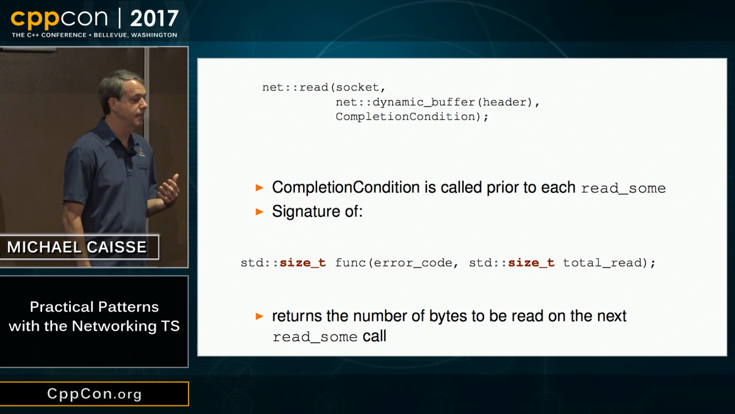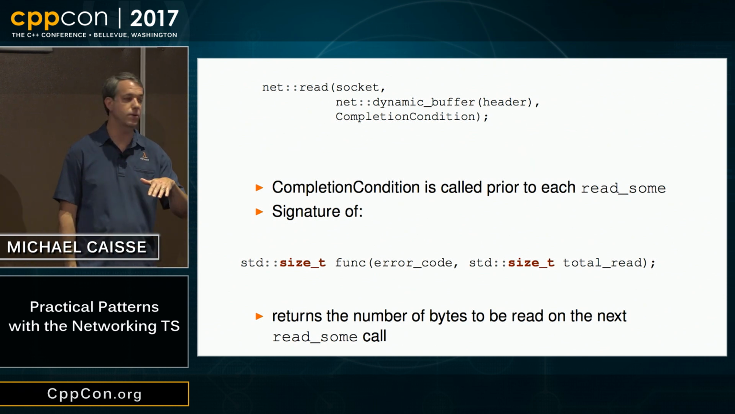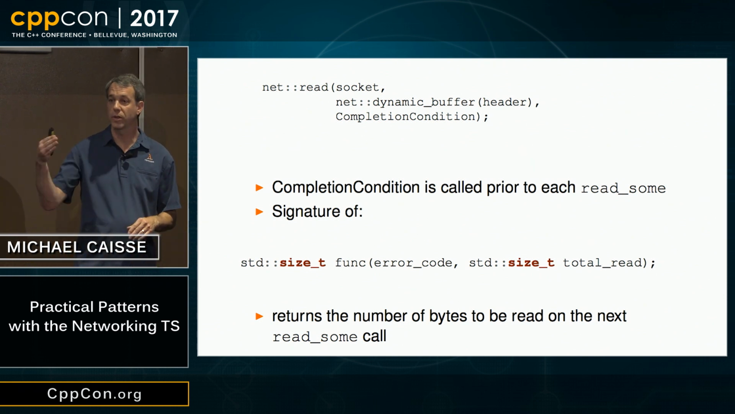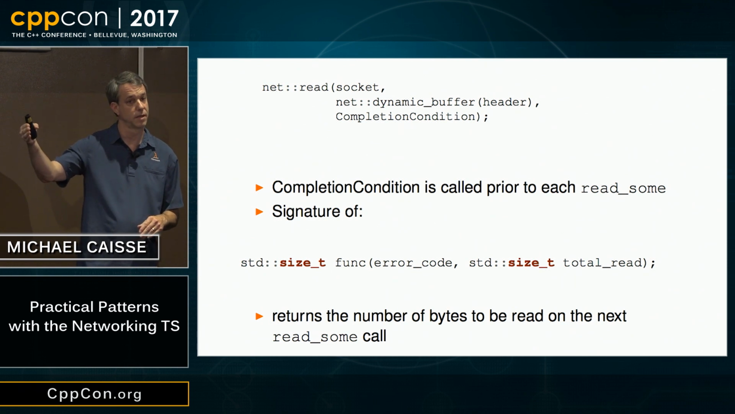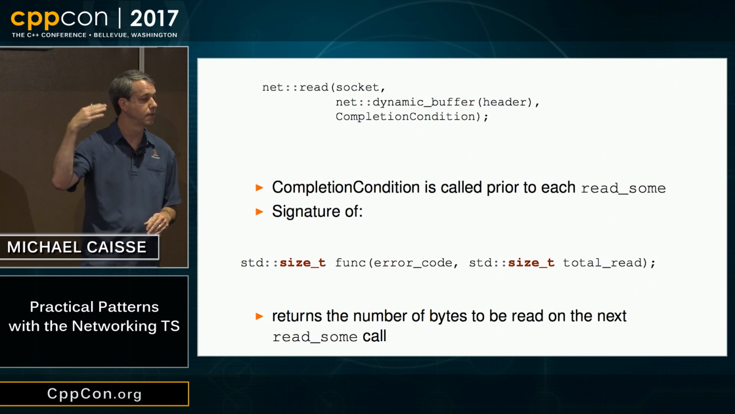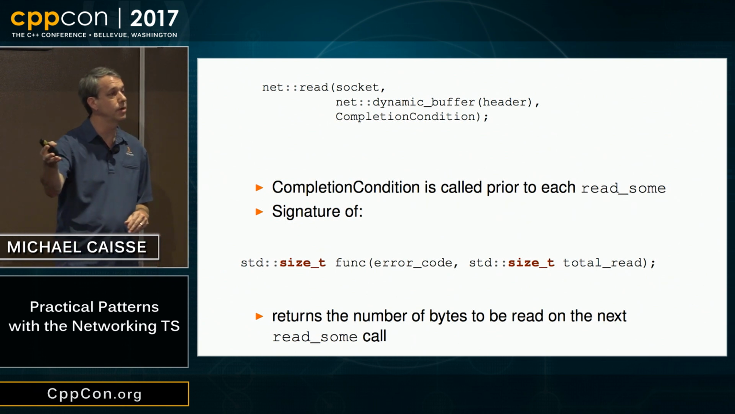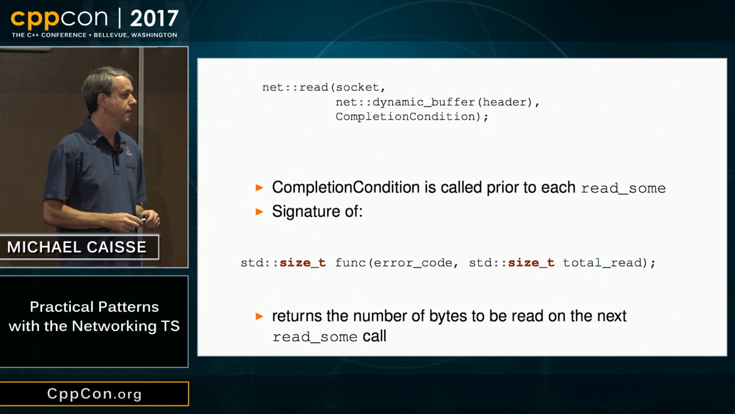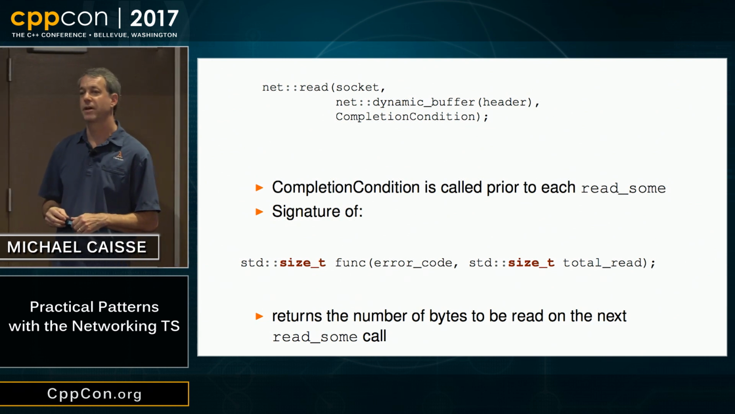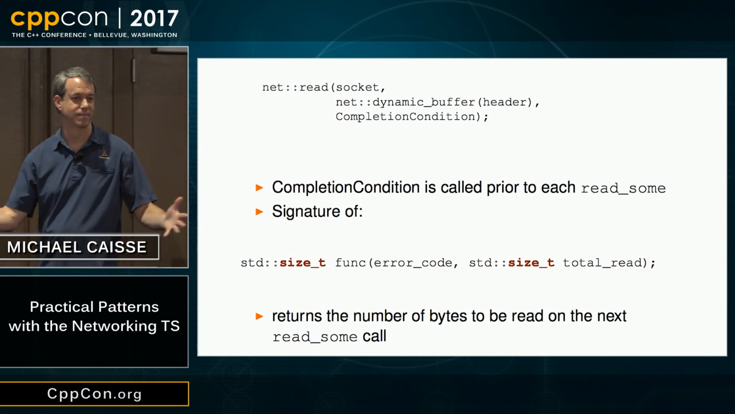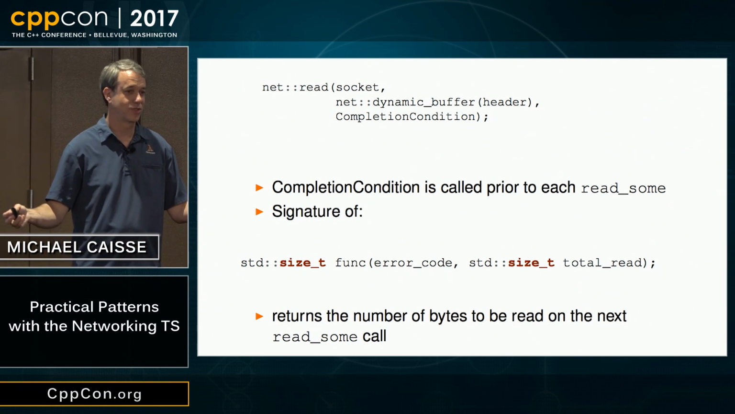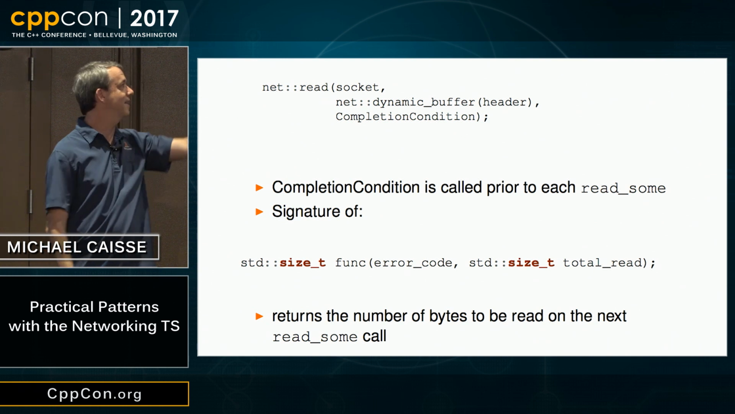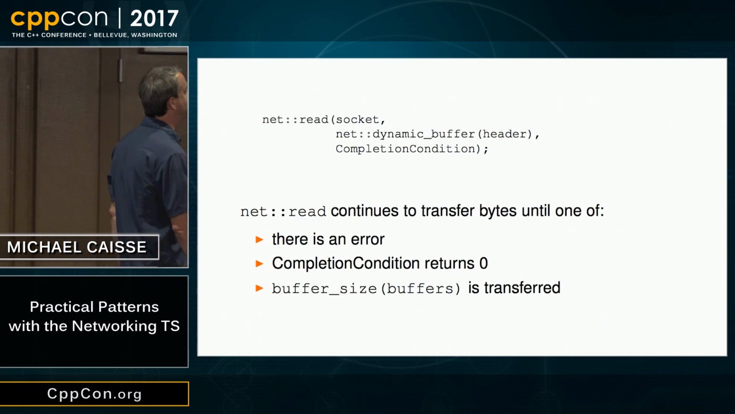What this takes is a function that takes the error code and the total amount of bytes read so far in the entire operation, and it's going to return the number of bytes to read again. So can anybody think of some super inefficient algorithm that we could do this with? One at a time. Let's do that because it's super inefficient.